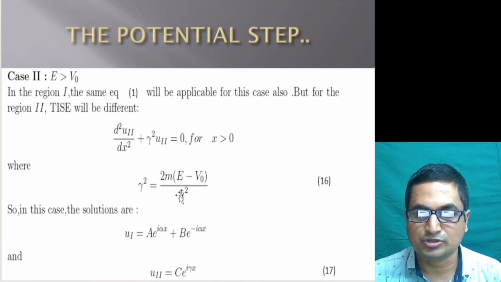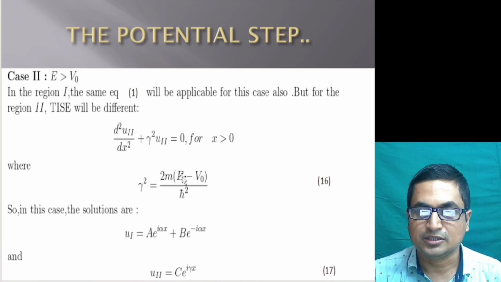Now gamma square is equal to this, as cited earlier. Since E is greater than V naught, this quantity is a positive quantity, so gamma square is positive, and this gamma is a real thing. While constructing Schrödinger equations, we always have to remember that these coefficients alpha, beta, gamma must always be real, and that's why we have to choose these things like this. And this is confirmed here in equation 16.